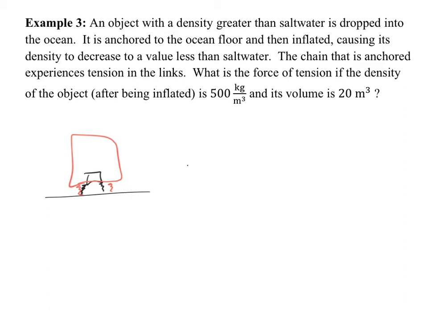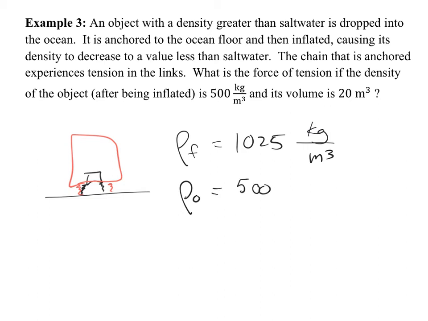The density of salt water turns out to be, after looking up, 1025 kilograms per cubic meter. Why am I putting F? F stands for fluid. The density of the object after it's been inflated is? Good. 500 kilograms per cubic meter.